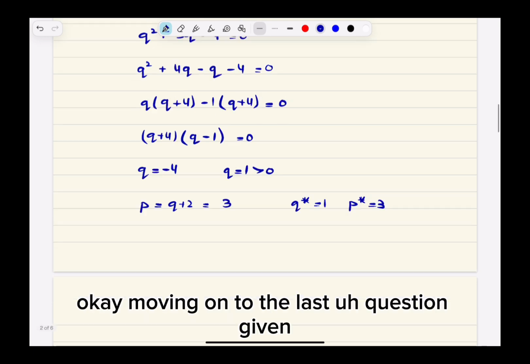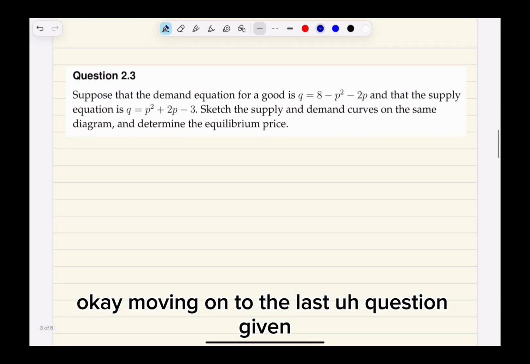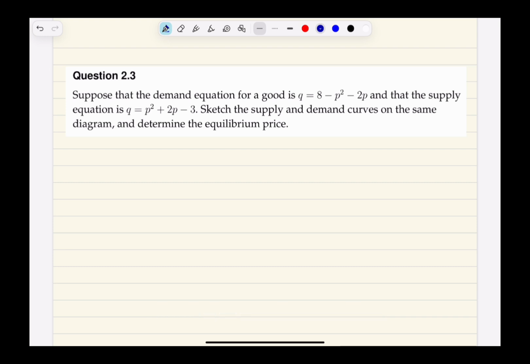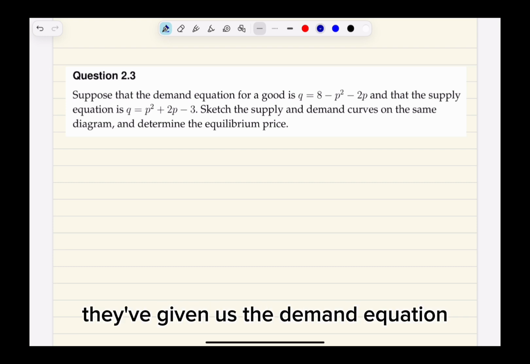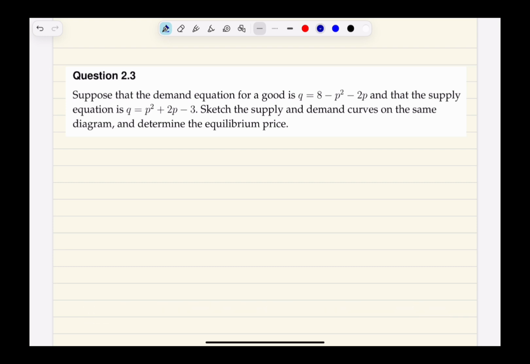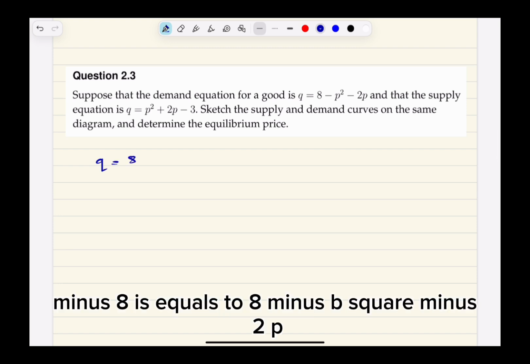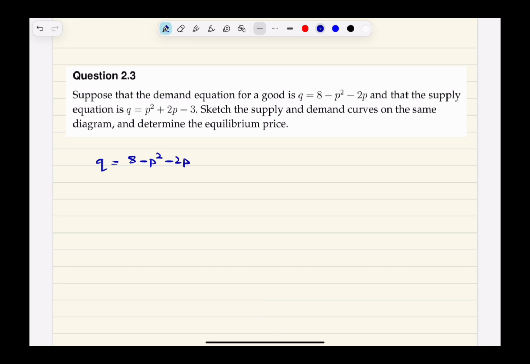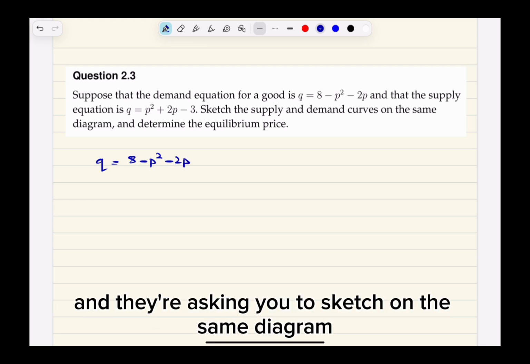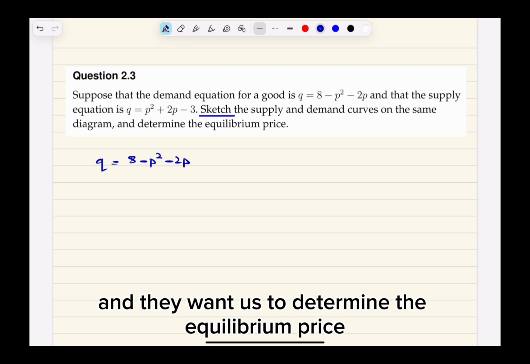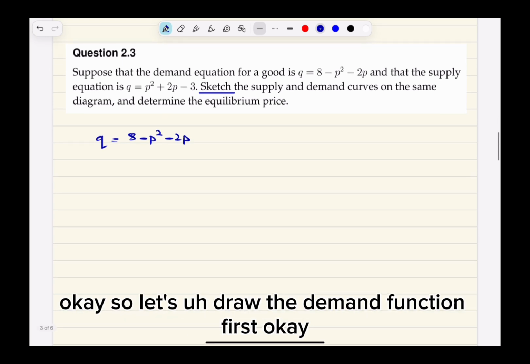Okay, moving on to the last question given for you to practice. They've given us the demand equation, which is q minus 8 is equal to 8 minus p square minus 2p. And they've given us the supply, and they're asking you to sketch on the same diagram, and they want us to determine the equilibrium price.